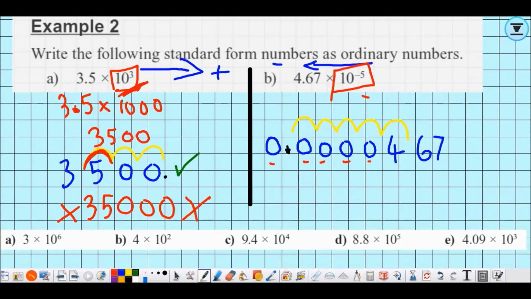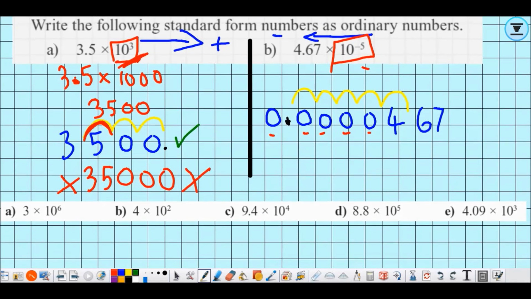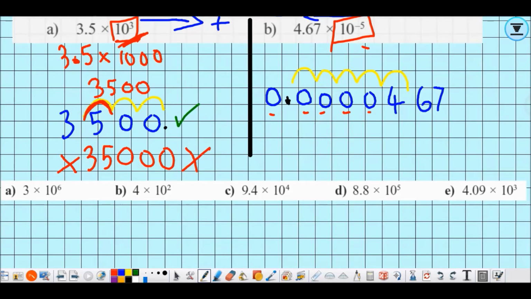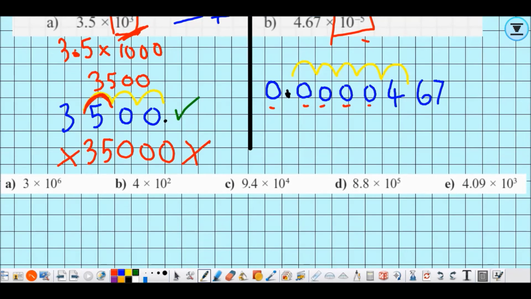Okay, 3,500 is correct. So be careful not to fall into the trap of just putting the number of zeros that the power tells you, especially on positives. Okay, sometimes it will work. These first two will work if you just put the number of zeros on, because it is just a whole number. So let's see what happens.